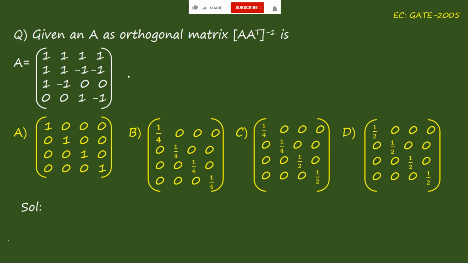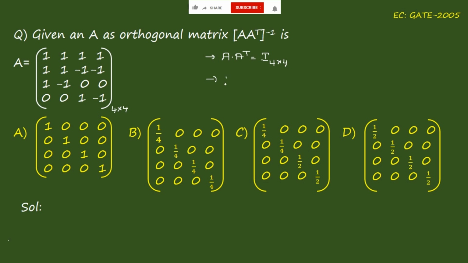The next question. Given A as an orthogonal matrix, find A into A transpose whole inverse, and they have given the A matrix. What is meant by an orthogonal matrix is that A into A transpose is equal to I, where I is an identity matrix. Here it is a 4 cross 4 matrix, so I would also be a 4 cross 4 matrix.